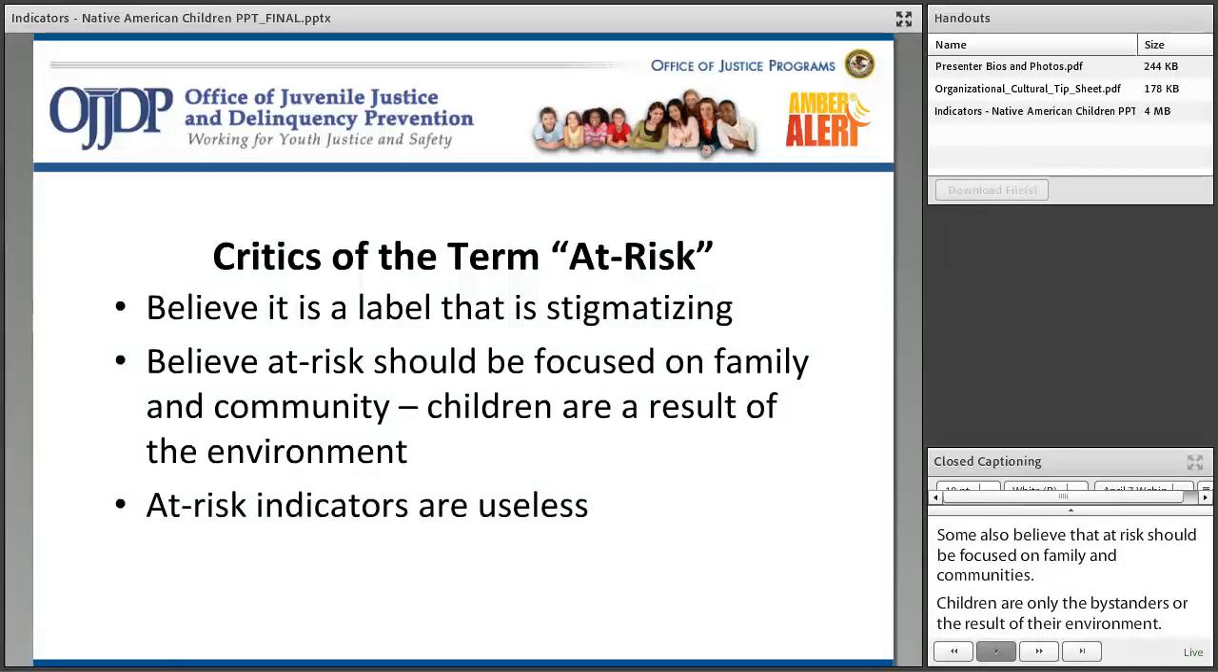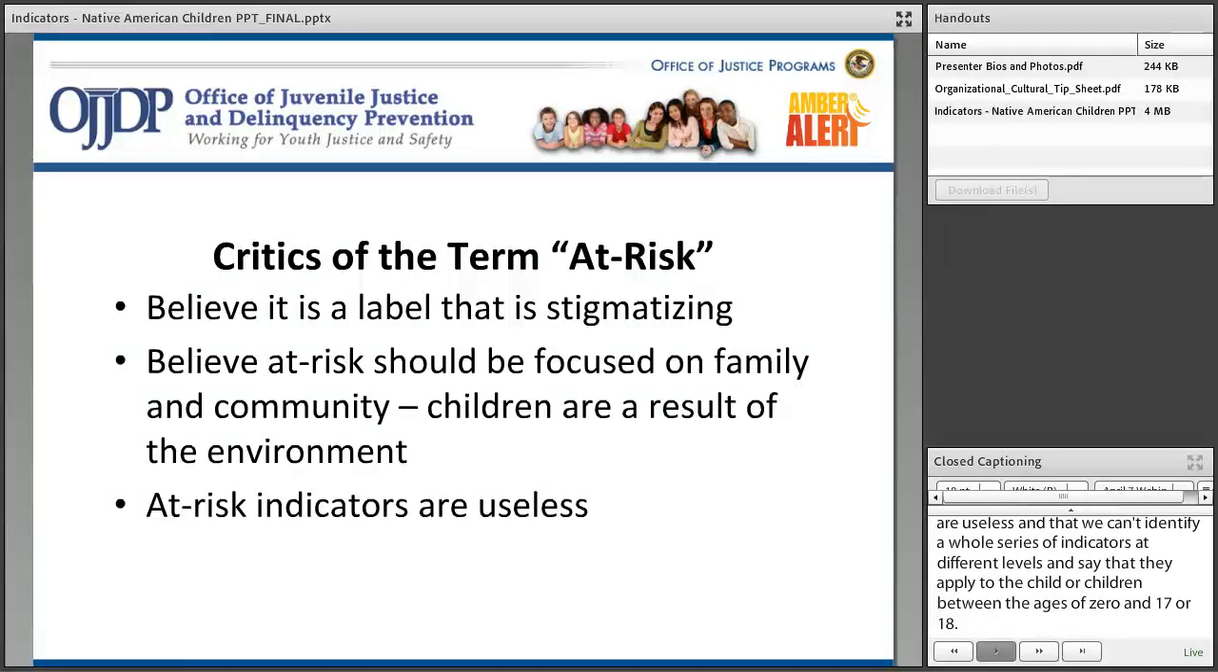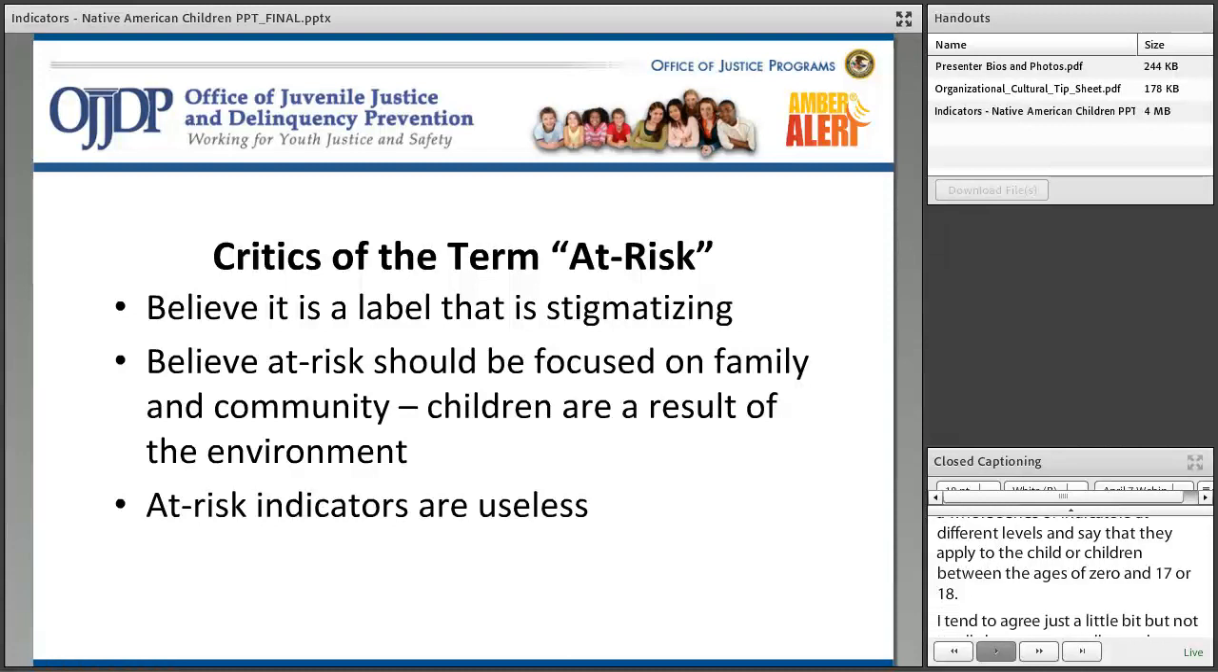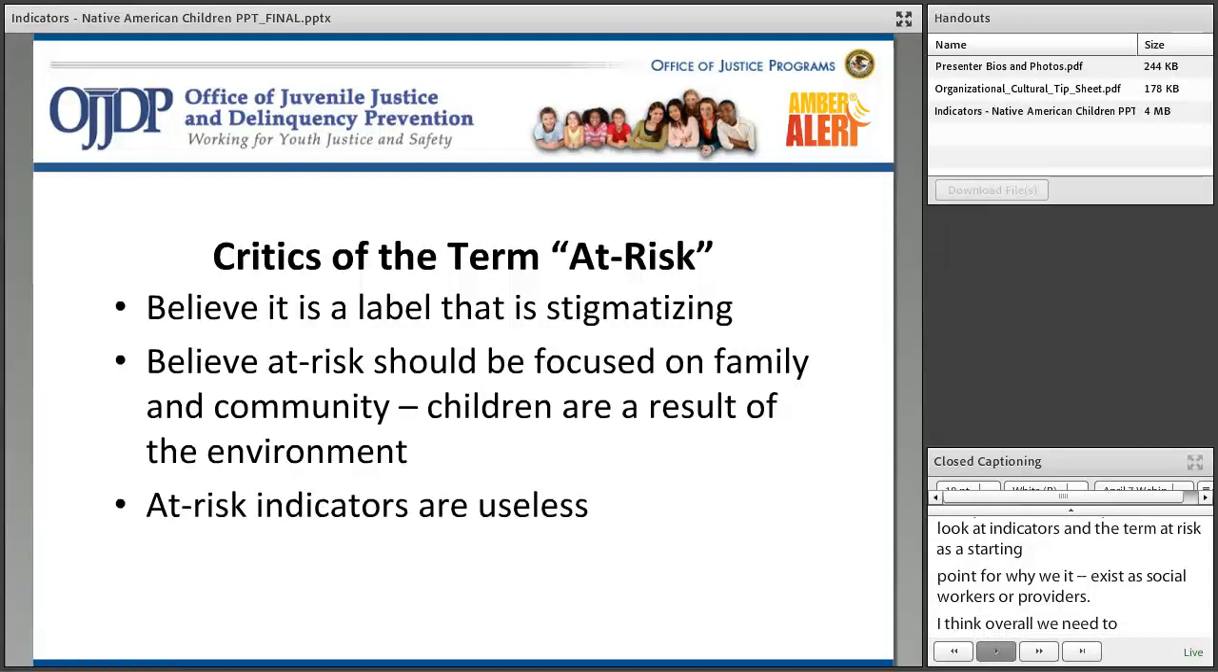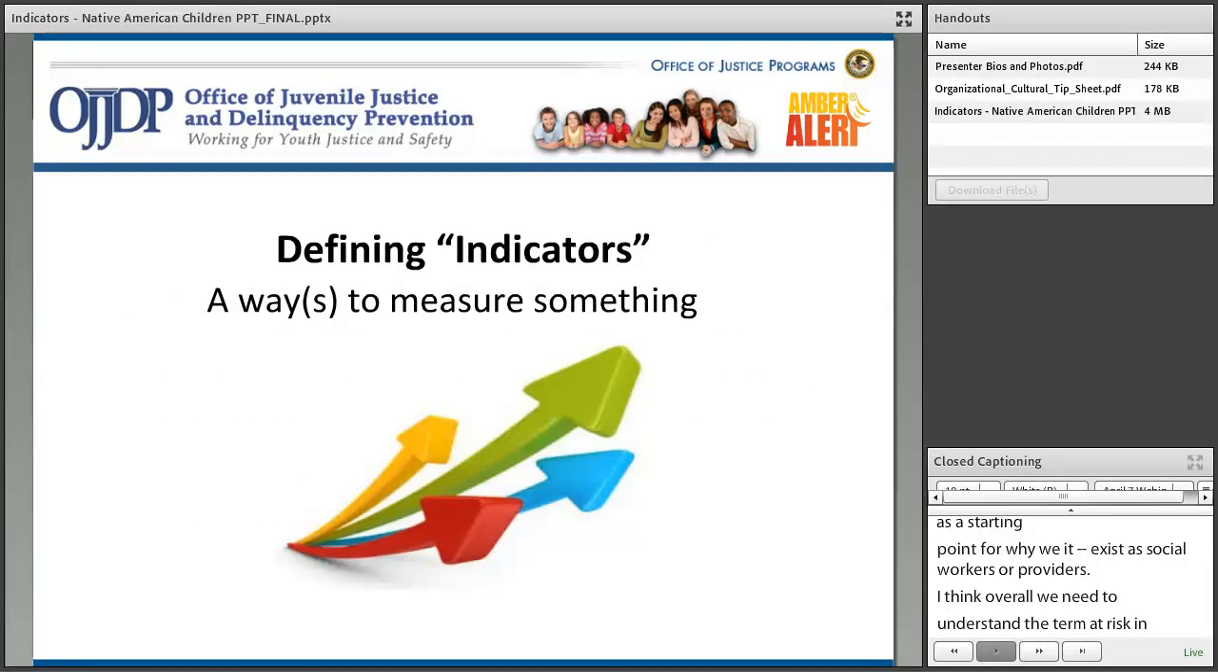And I tend to agree just a little bit with some of that, but not totally, because we really need to look at indicators and the term at risk as a starting point for why we exist as social workers or providers. So I think overall we need to understand the term at risk in order for us to be more informed and motivated to move forward in our practice. Because if we don't do that, then we're kind of looking for ways to maybe recruit clients, and that's not always a good thing. So I just wanted to share that with you.